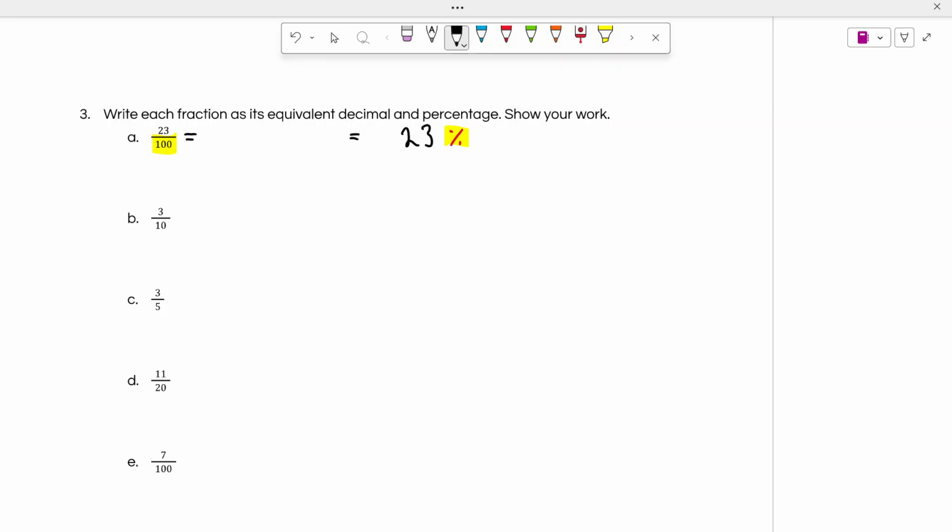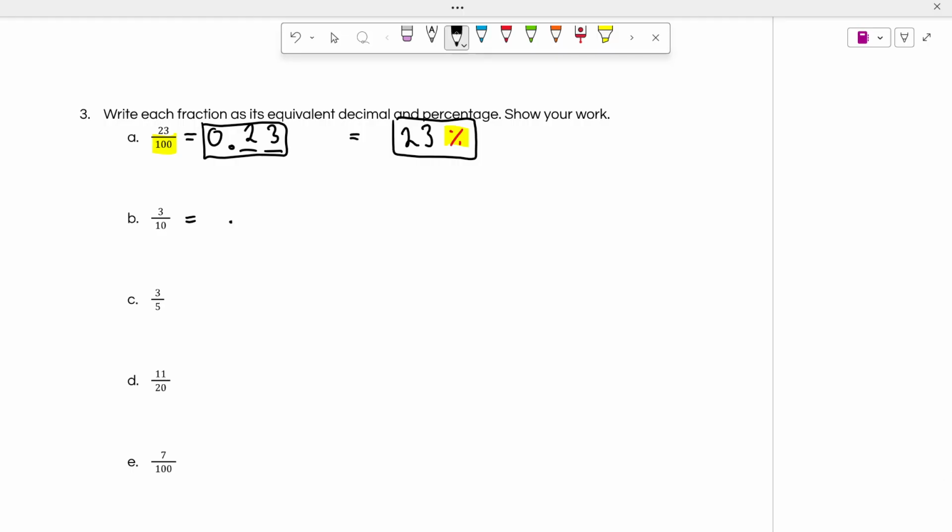Okay, for my decimal, I know that my 100 on the bottom tells me that my digits reach the hundredths place, or 2 places after the dot. I'm going to fill in my 2 and my 3, and any empty place gets a 0. So my simplified decimal is 0.23, and my percentage is 23%. Take a look at question B.